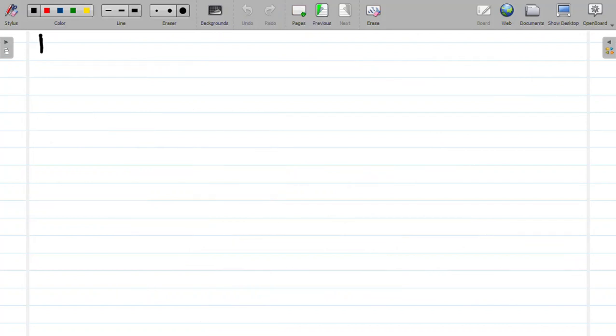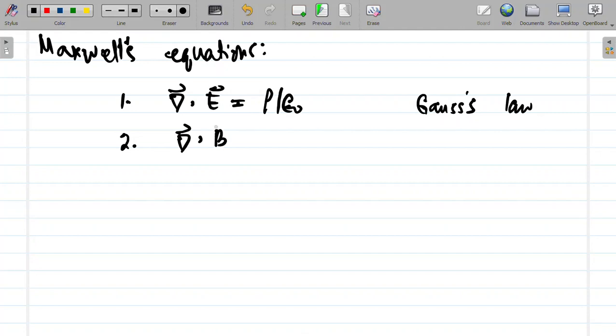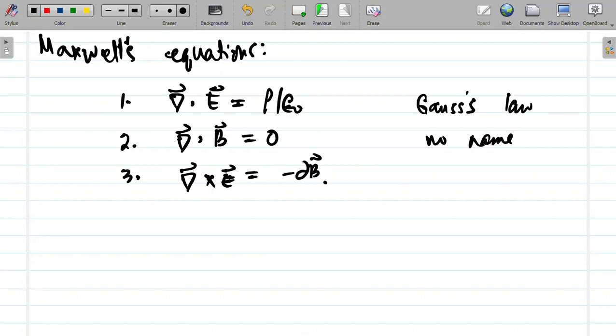So now, update tayo. We have the four Maxwell's equations. Number 1, Gauss law. Del dot E equals rho over epsilon naught. Number 2, yung no-name. Del dot B equals 0. Ang pangatlo, Faraday's law. Del cross E equals negative partial B partial T.